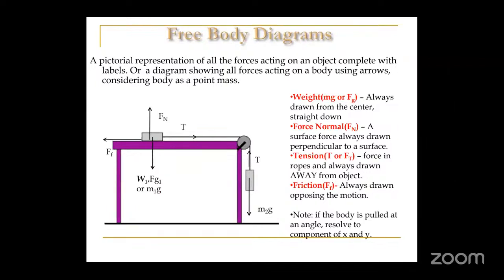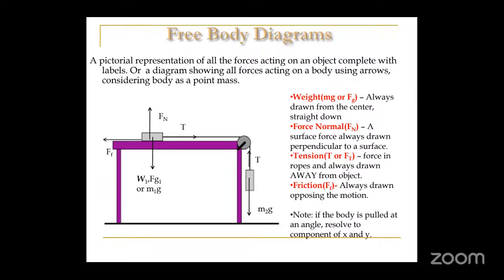Here we have a free body diagram with respect to the first law. A free body diagram is a pictorial representation of all the forces acting on an object, with complete labels. Looking at the diagram, we have a body, or a block, or an object laid on a horizontal plane. The forces acting on that object are 4 of them.